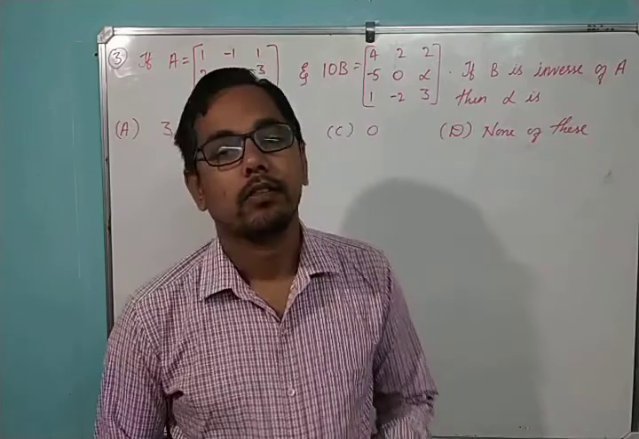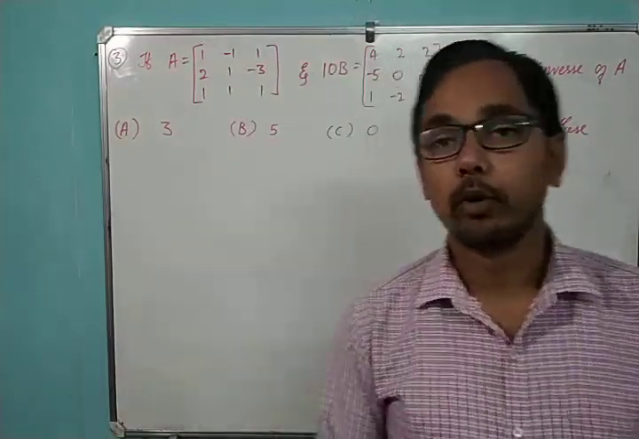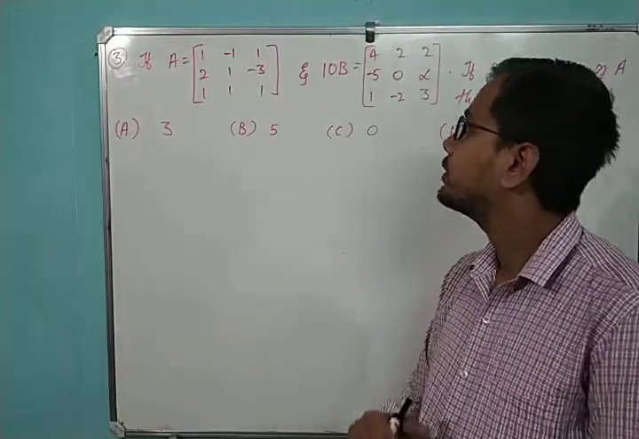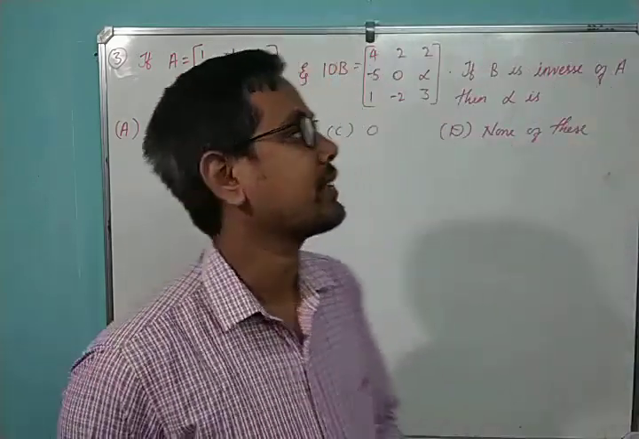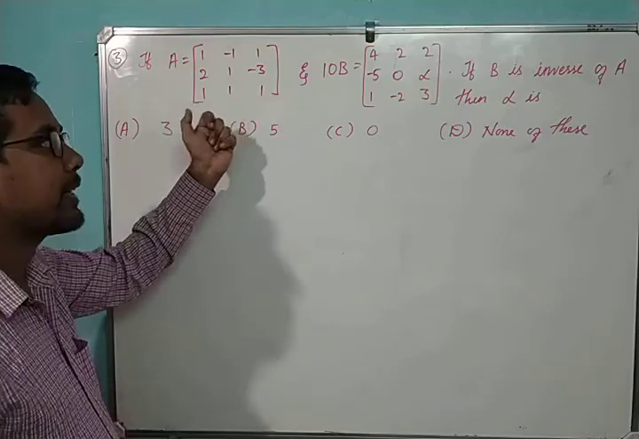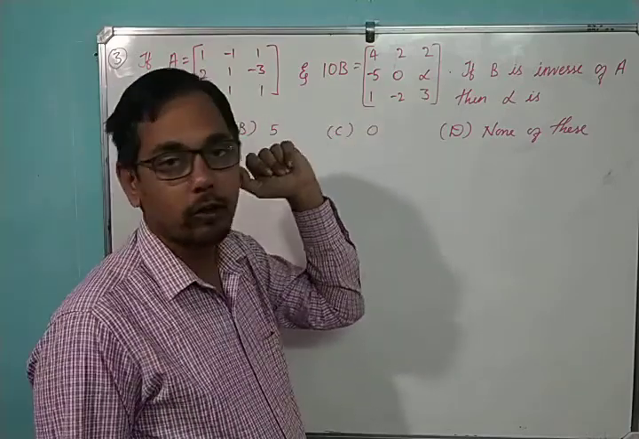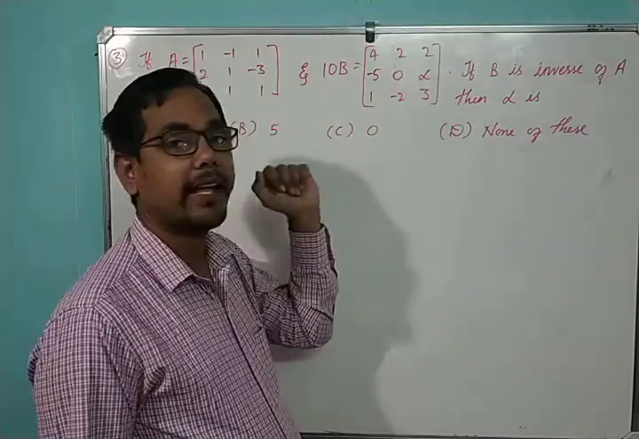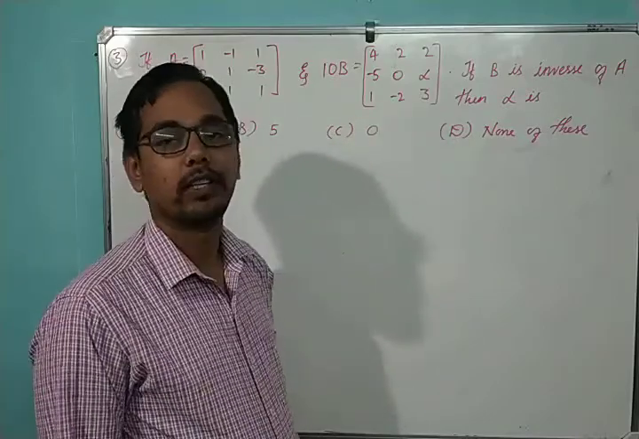Okay friends, so I hope you have understood that previous problem. So let's move on to the next one. So here we have been given two matrices. The first matrix is A, which is a 3 cross 3 matrix. The second matrix is 10B. They have not given us B, they have given us 10B. Right? 10B is also a 3 cross 3 matrix.